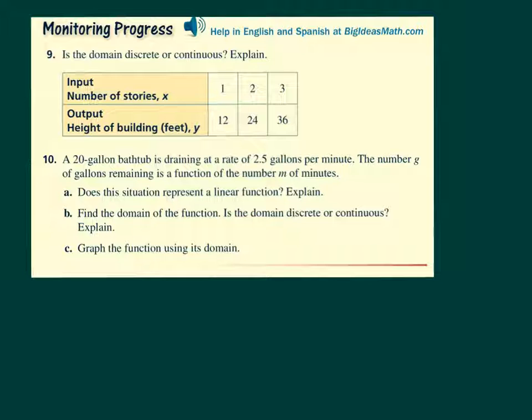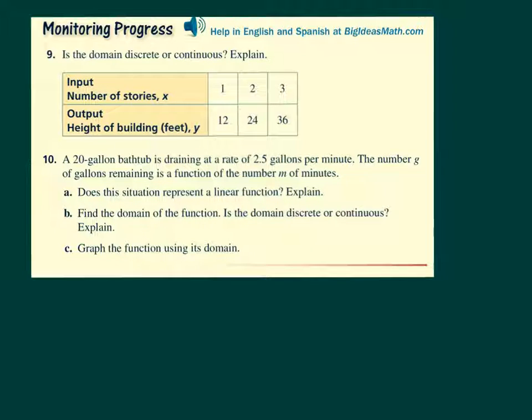Okay, so number 9, hopefully when you're building a building, you're not going to stop halfway through a story and just leave it that way. We're going to be discrete on number 9. So your domain would be 1, 2, and 3, and your range would be 12, 24, and 36 for the heights of those stories. Number 10 would be a continuous.